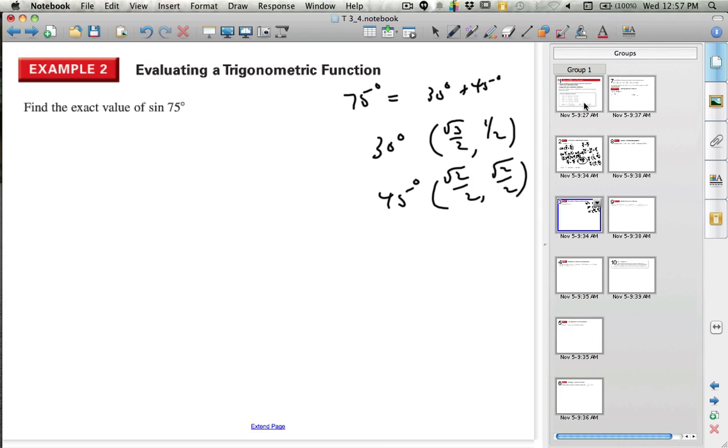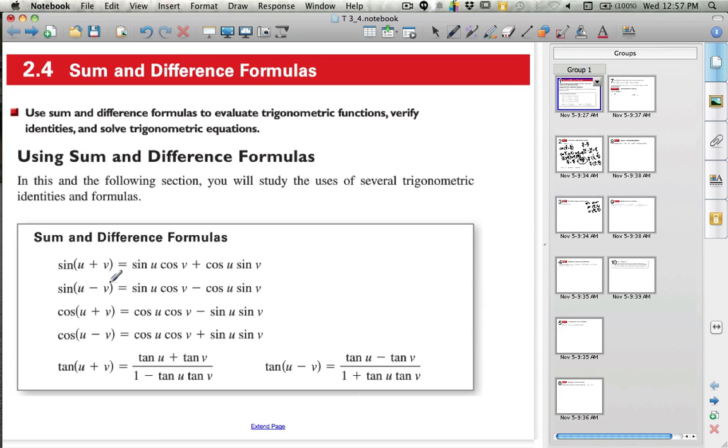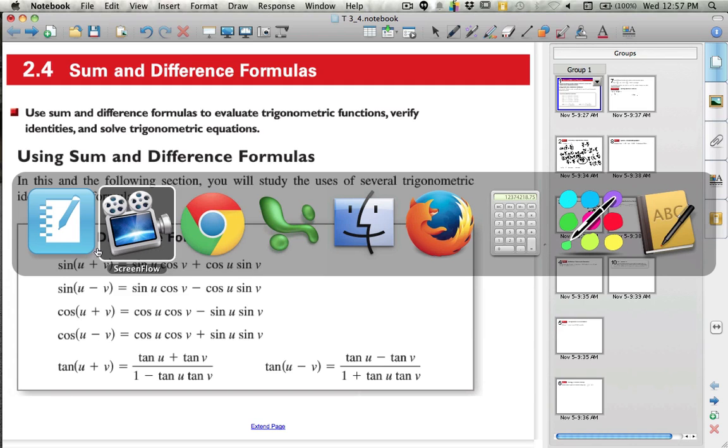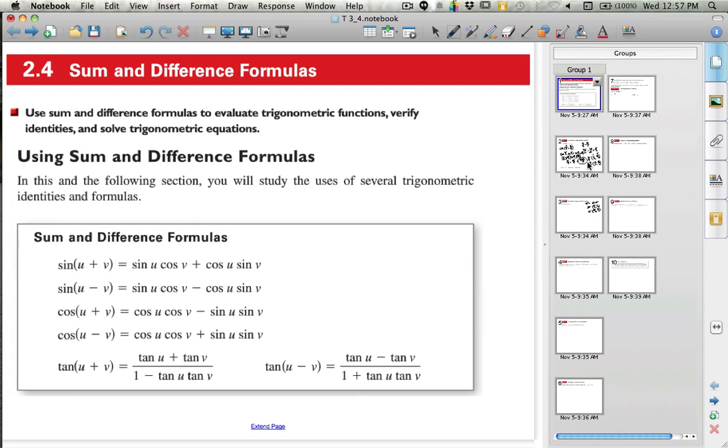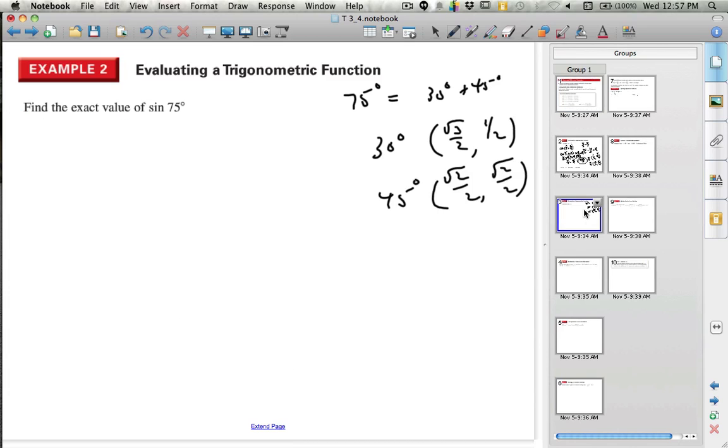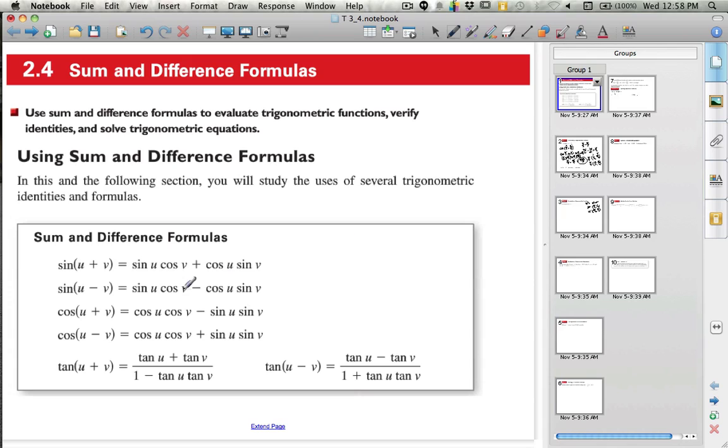The last time I subtracted. In this case, I'm going to use a sum formula, and I'm using sine this time. Last time we used difference and cosine. So the sum formula for sine is this one here.